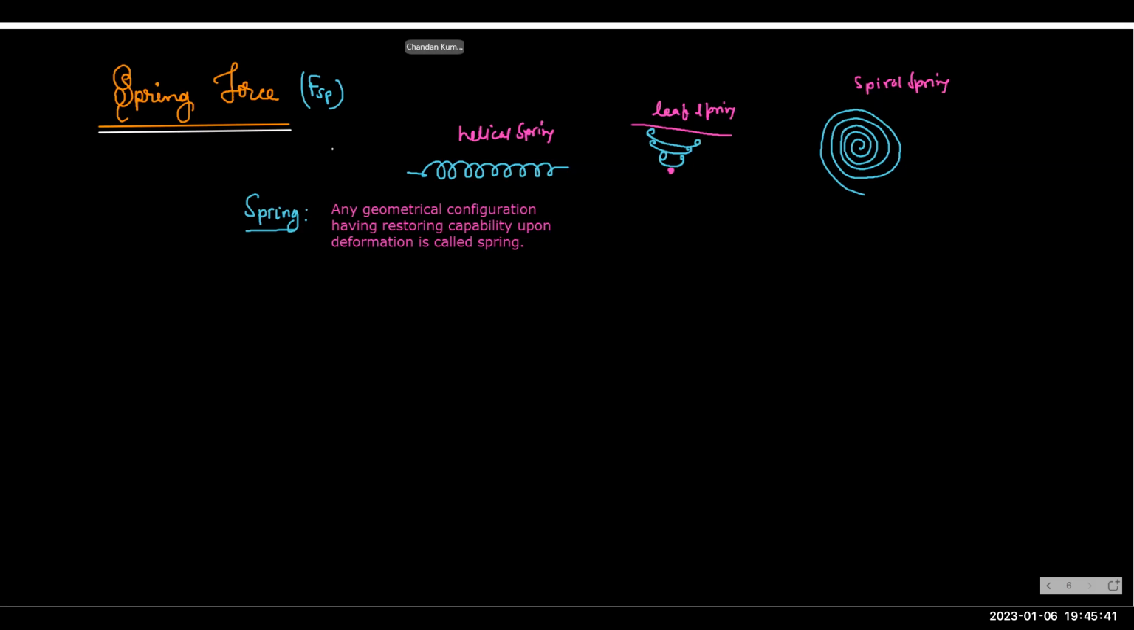But how we proceed is, we always try to deform something, and naturally it will have the capability of coming back to its original form. This ability we call spring. So spring is this ability. When you have this ability, you are a spring, and you can have any shape, need not be just helical, leaf, or spiral. There could be infinite possible shapes that can convert you into a spring-like property.